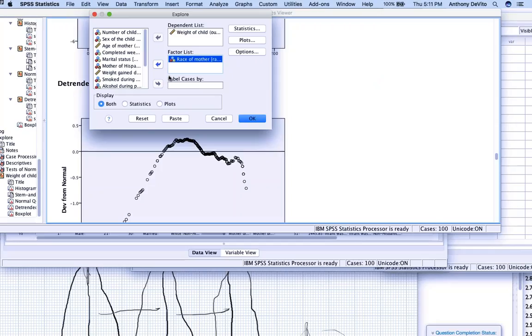Now, there's going to be more groups there, right? There's going to be Hispanic, Black, white. So now I'm comparing more than two means, right? So I'm going to click OK.